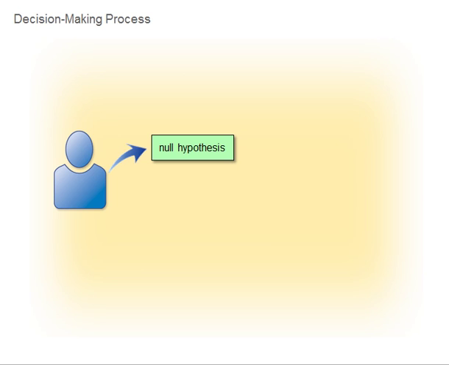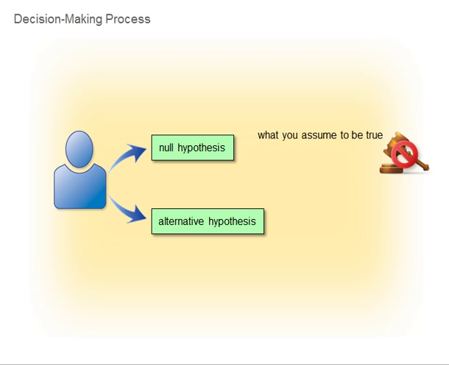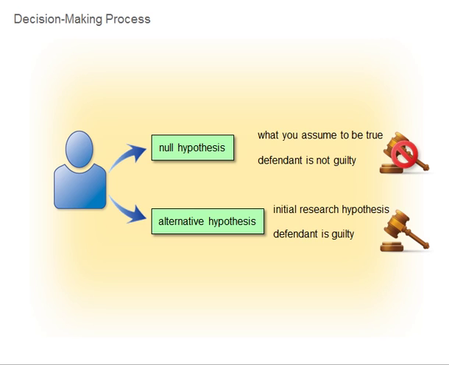First, you must determine your hypotheses, referred to in statistics as the null and alternative hypotheses. The null hypothesis is what you assume to be true when you start your analysis. So, in this case, the null hypothesis is that the defendant is not guilty. The alternative hypothesis is your initial research hypothesis, that is, your proposed explanation. In this case, you propose that the defendant is guilty.